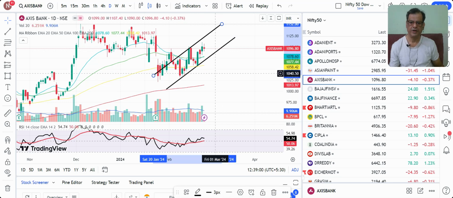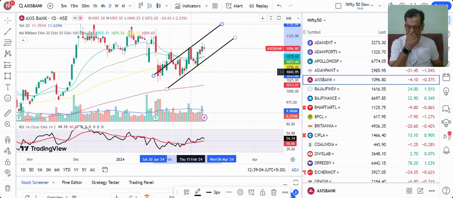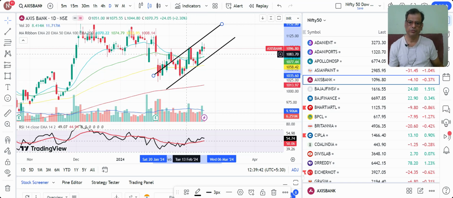Now, the trend lines should be parallel. They should not go up and down. So we draw a trend line, and the trend line has to be parallel here.